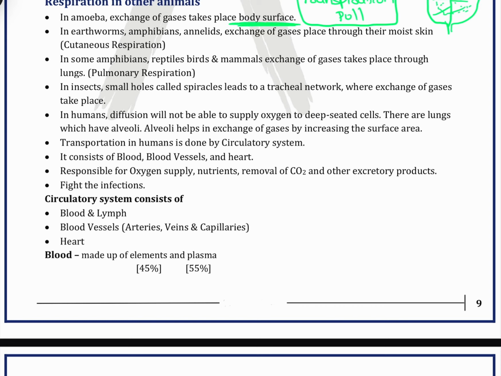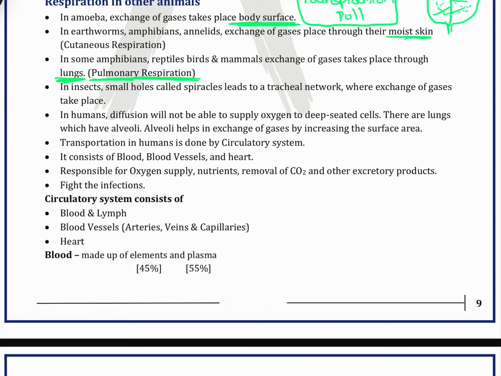Amoeba is a very special case in which exchange of gases takes place through the body surface. In earthworms, amphibians, annelids, exchange of gases takes place through their moist skin. In some amphibians, reptiles, birds and mammals, exchange of gases takes place through lungs. In humans also it is lungs. This is known as pulmonary respiration.